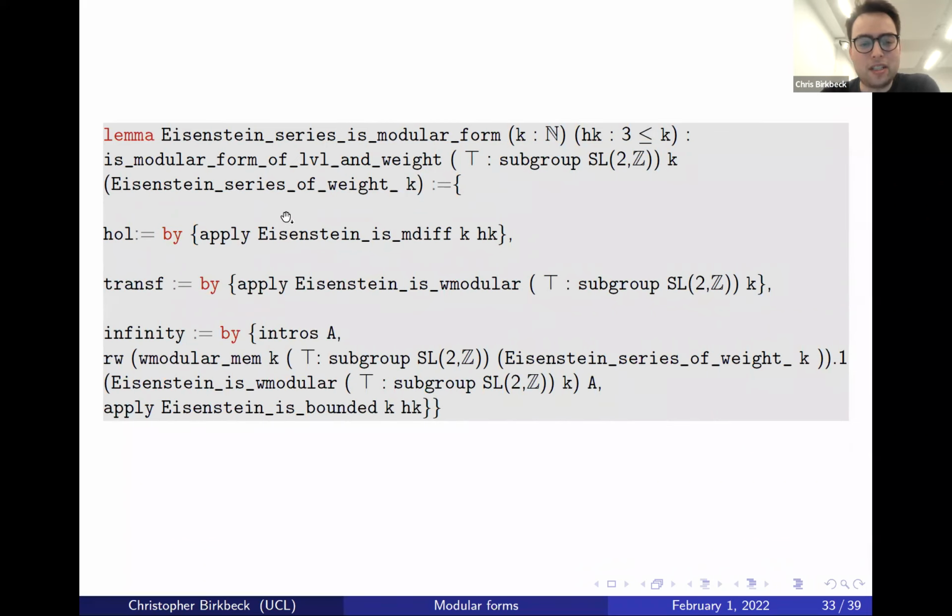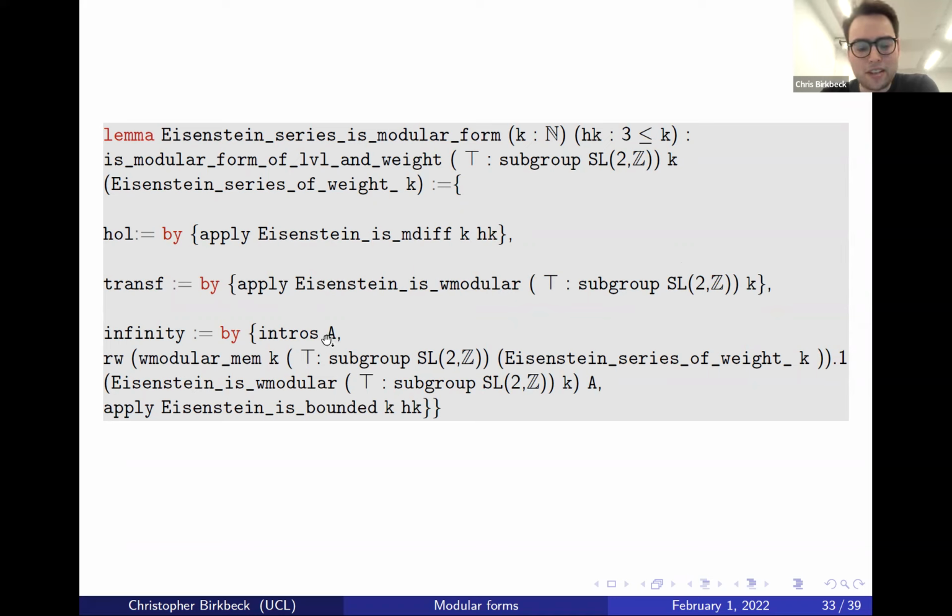And the holomorphicity is this function, this result I showed you before, Eisenstein series is differentiable. Here you can see that it depends on the weight k being greater than 3. The transformation property, it being weakly modular, is just this result that I showed you before, which didn't depend on k being greater than 3 or anything.